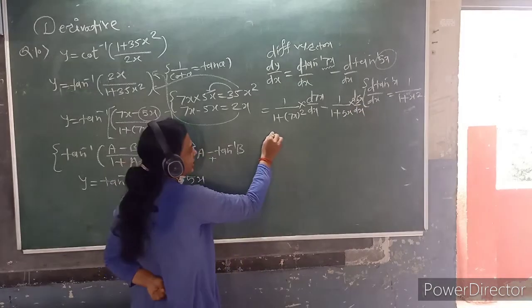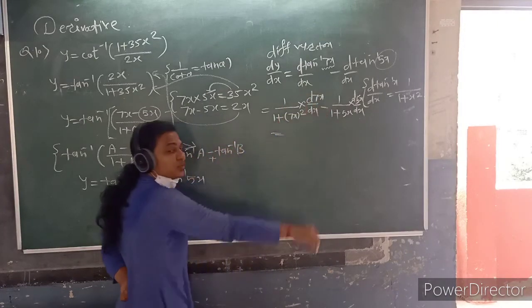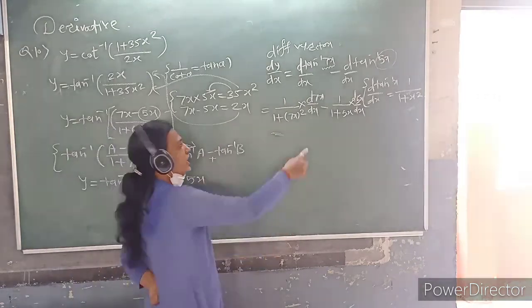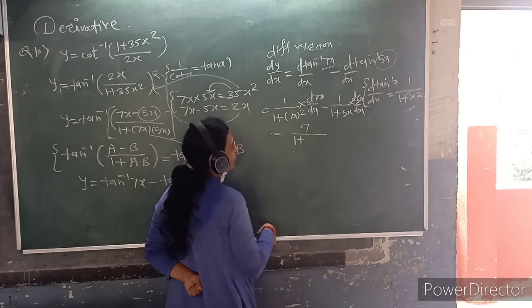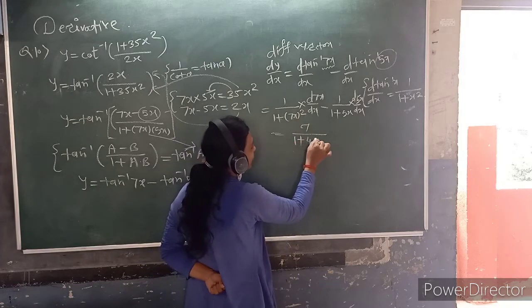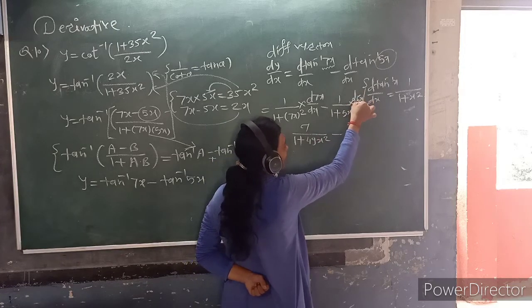Now, just solve this. This 7 is constant, so take out of derivative and we know derivative of x with respect to x is 1. So, 1 into this 7. Yes, it is only 7. So, what is the denominator here? 1 plus 7 square. It means 49 x square, minus again derivative of 5x.